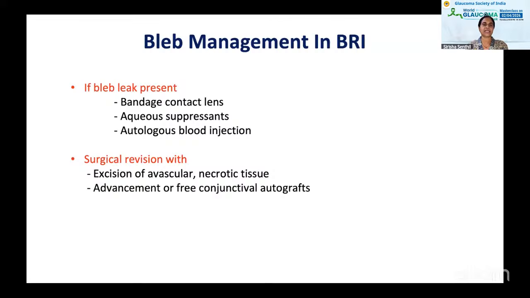Bleb management, like I said: if there is a leak, we obviously don't repair the leak in the presence of an infection. We wait for the infection to resolve before we treat it. So aqueous suppressants can be given in the presence of an infection and a leak in the beginning. And once the infection resolves, we can go ahead and do a bleb repair.